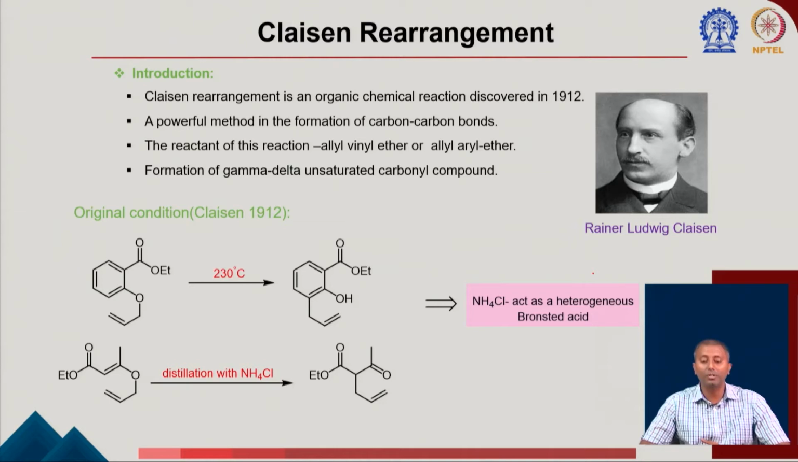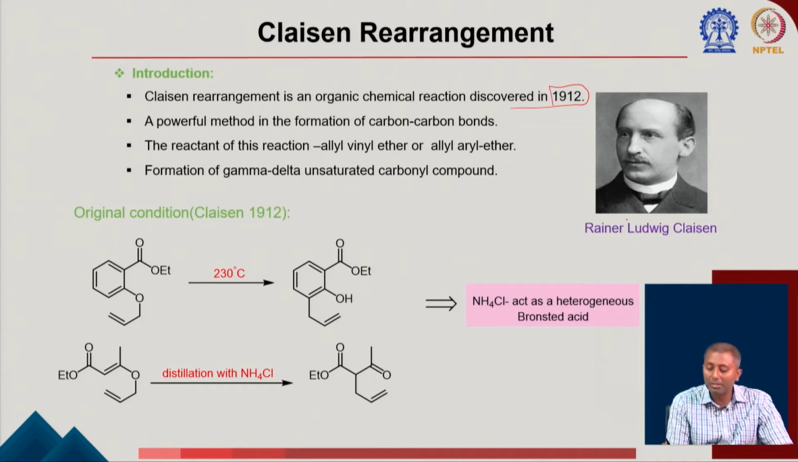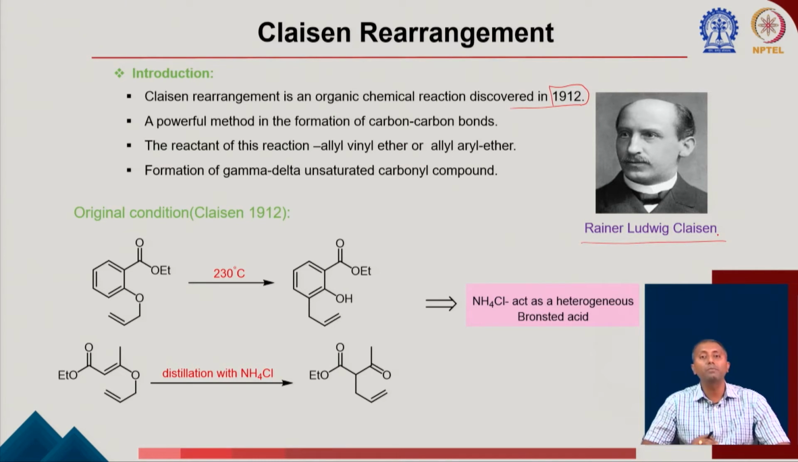Okay. So, moving further, we are going to introduce you to the Claisen rearrangement. The Claisen rearrangement was discovered in 1912 by Rainer Ludwig Claisen. This is a very powerful reaction for formation of carbon-carbon bonds, and different variations of this rearrangement were developed over the years, and it is still a very important reaction. You will see that for natural product synthesis, a lot of times this reaction was used.